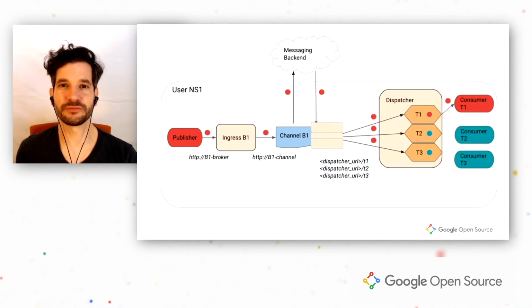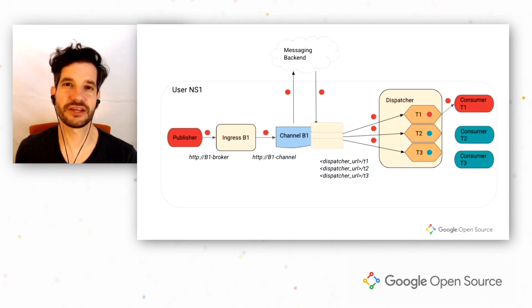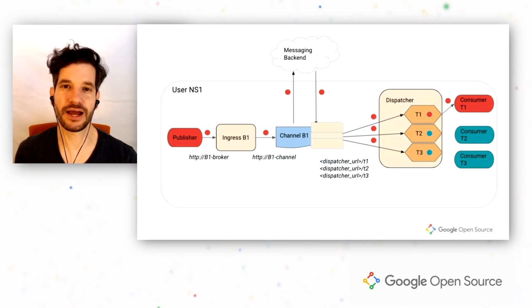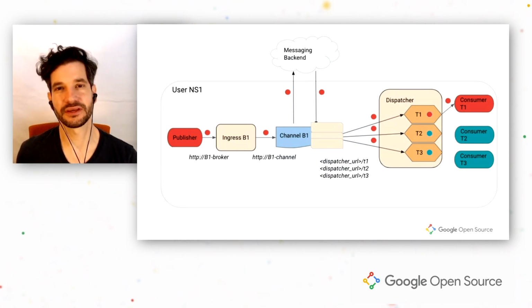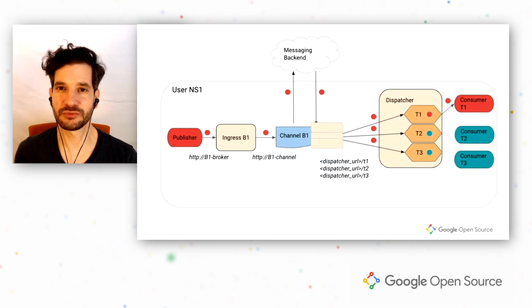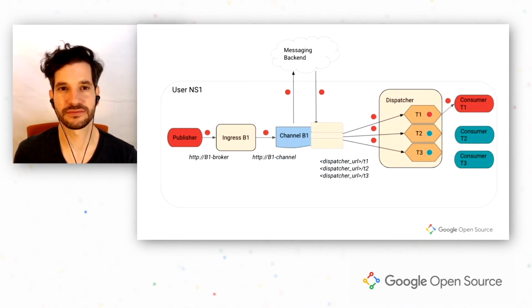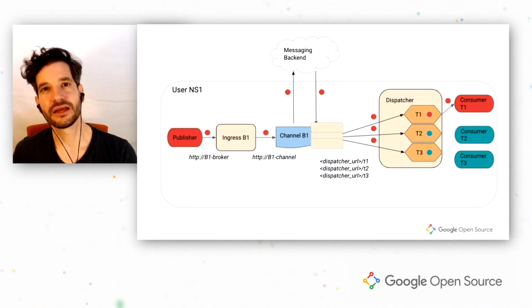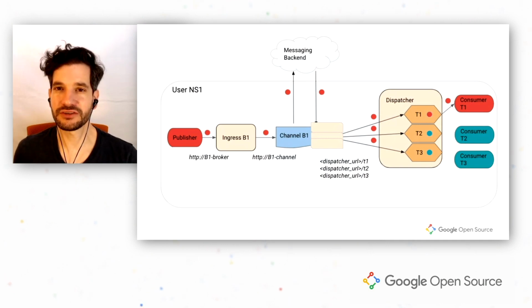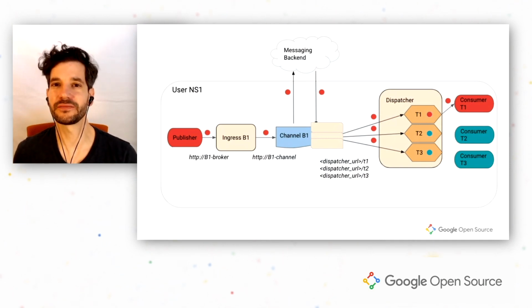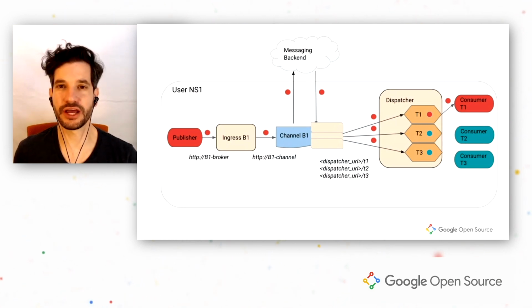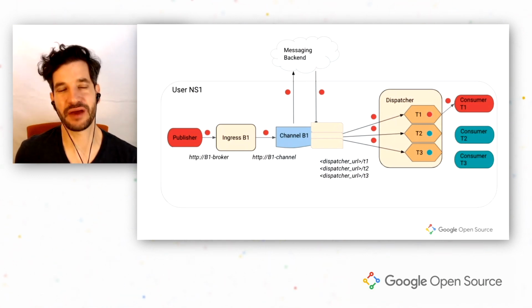Now back to the broker. The publisher delivers an event to ingress address B1-broker, which forwards it to channel address B1-channel. For every trigger, there's a matching subscription that delivers events to the dispatcher at a trigger-specific path, /T1, /T2, etc. The dispatcher filters each event for the trigger path it came in on, then if it matches, delivers the event to the consumer and reports success or failure back to the channel.